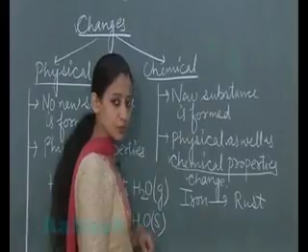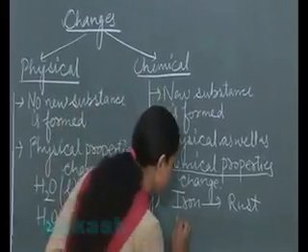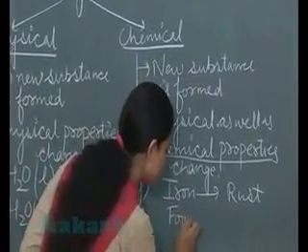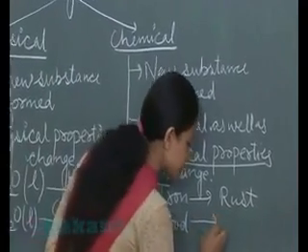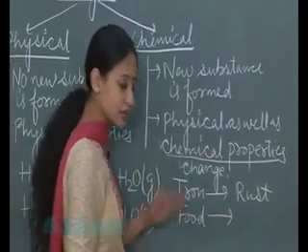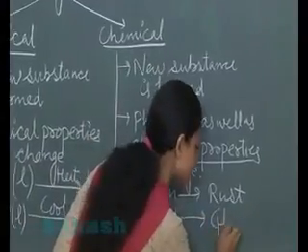Another example, students, can be digestion of food. What happens in the digestion of food? The food we eat upon digestion gets converted into simplest substances in the body. Now the simplest substance is glucose.